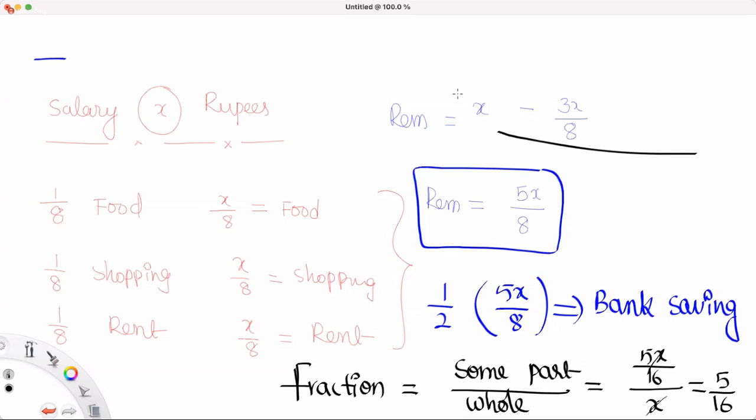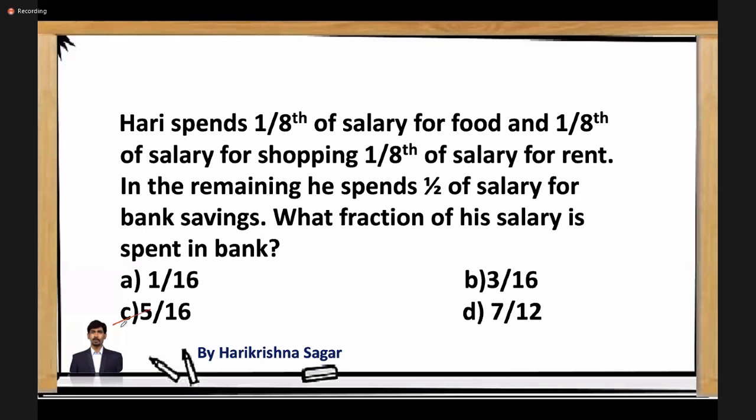Do we have any option for that? Yes, we do have the option choices. You can look at the option choice, it is going to be option C.